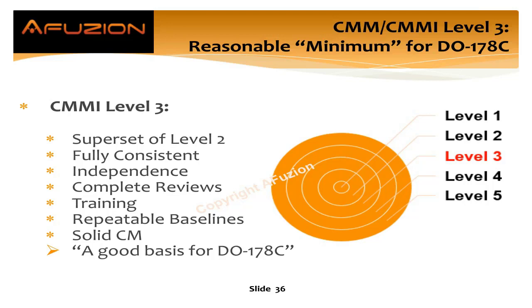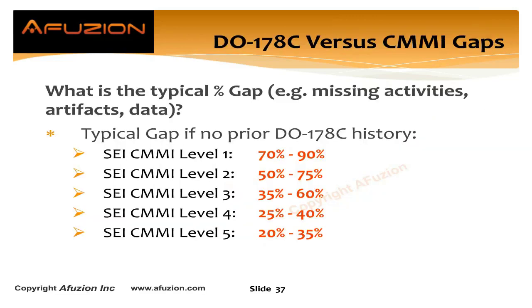We'll explain how to do that. We want your planes to be safe, so use CMMI. Now, here are the gaps. If you're level 1, you have to ask, why are you in this business? You have a huge gap. As you proceed and improve, your gaps decrease. If you're level 5, you still have gaps because level 5 is still missing salient points.